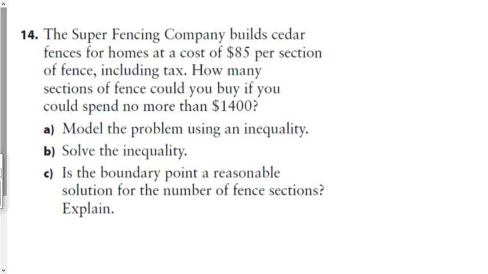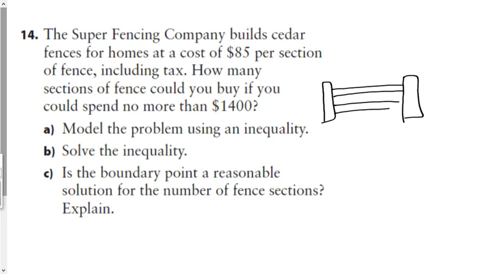Question 14 says the Super Fencing Company, which sounds like a made-up name, builds cedar fences for homes that cost $85 per section of fence, including tax. How many sections of fence would you need to buy if you could spend no more than $1,400? So just so we're aware, a section of fence would be like a post and then some runners and another post, and that would be a section of cedar fencing. So each of those costs $85.